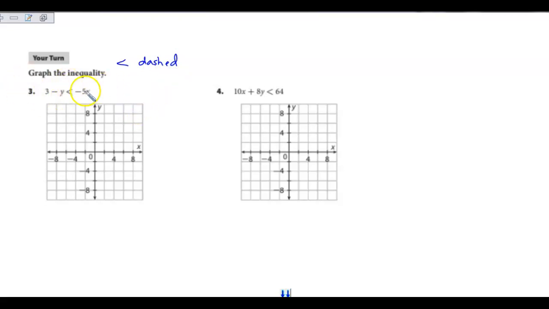I'm going to reorganize it so that I have y by itself and positive on the left. So I have 3 minus y is less than negative 5x. I'm going to subtract 3 from both sides. And then I want to make sure that I don't lose this, because once I move that 3, that becomes a negative. So it's negative y is less than negative 5x minus 3. I need to get rid of this, so I'm going to divide by negative 1.